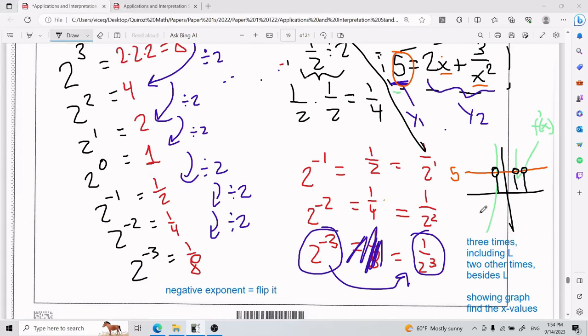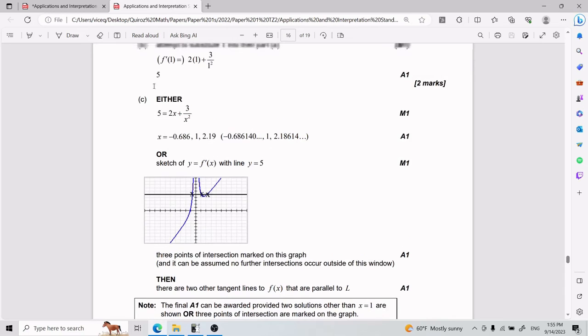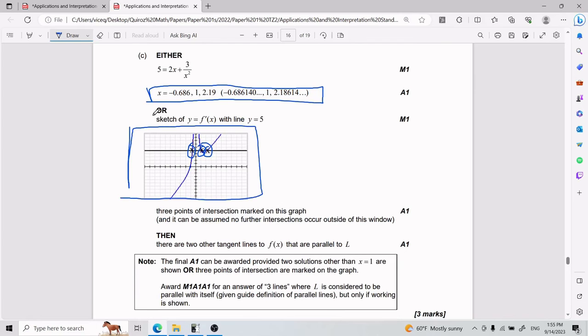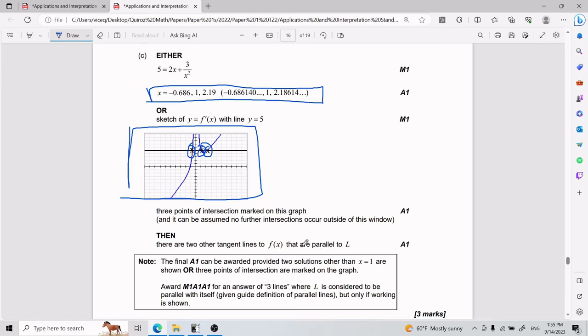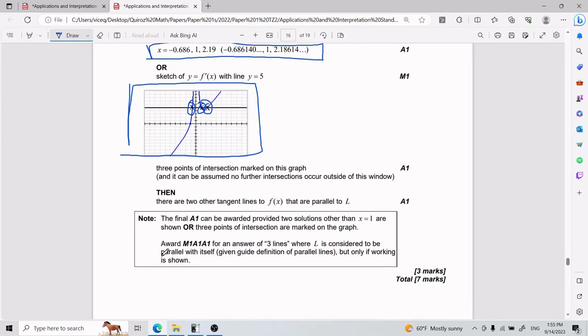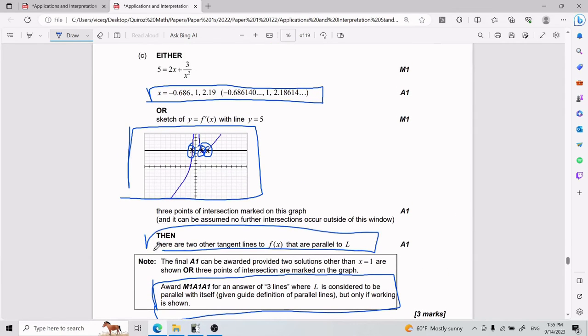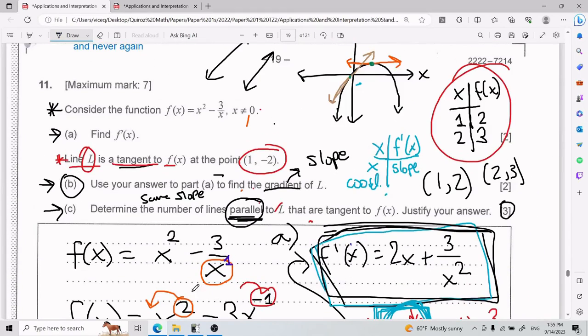For the first one, it would be negative 0.68. I'm not going to show you the rest of the calc intersects because I don't want to make this video super long. But as you see in the answer key, that is one way you can find it, showing all your other x values. The other way is simply graphing it, which I think is more intuitive, finding the 3 points, and leaving very clear that it is 3 times including L, or there are 2 others. Whatever's more intuitive, whatever works for you, that is number 11.